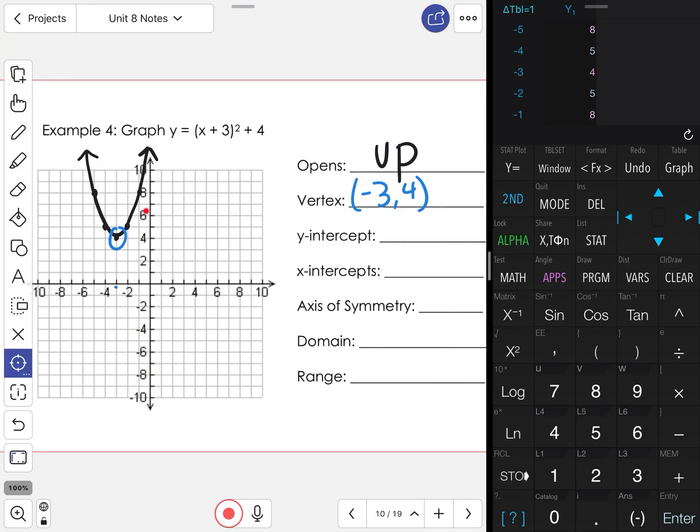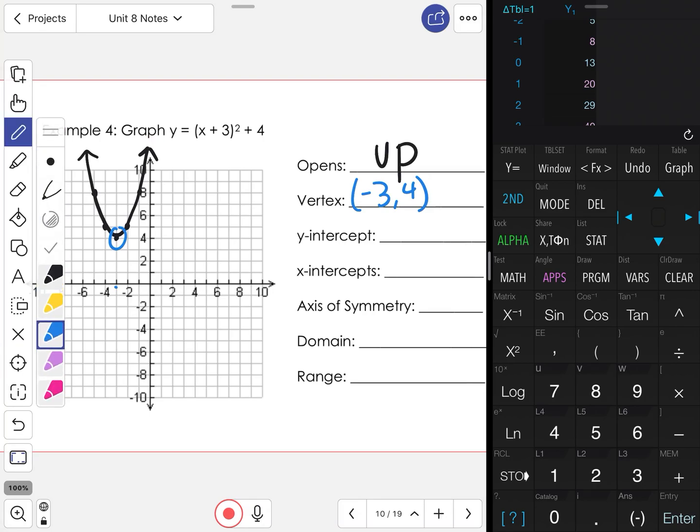So our y-intercept, it doesn't appear to be touching our graph. But I know that if I were to continue to graph on a larger graph, my line would continue to go and it would eventually hit that y-axis. So let's look at my table and see if I were to continue graphing my next point. So I graphed that (-1, 8), but then if I were to graph 0, I would be up here at 13. So (0, 13) is my y-intercept.